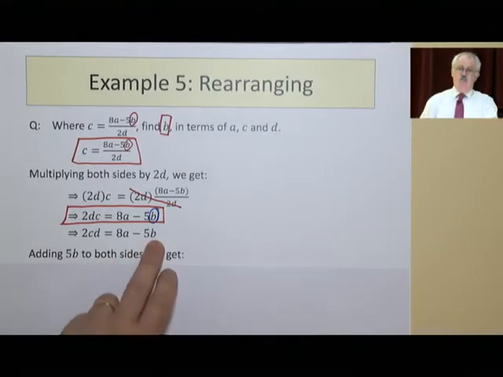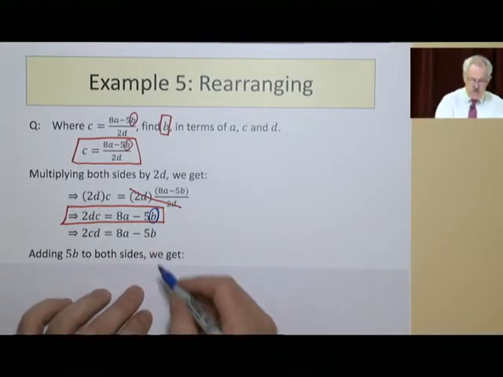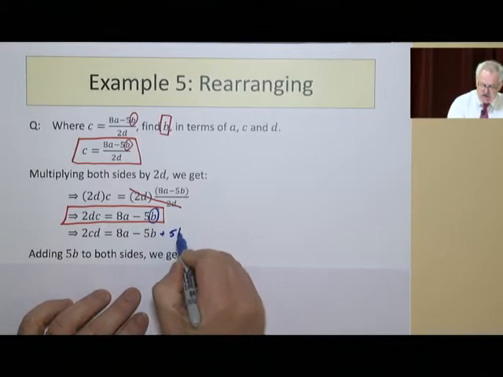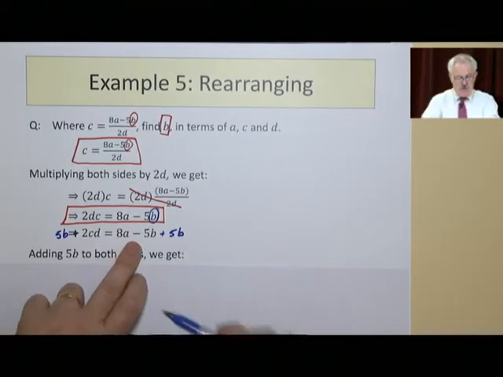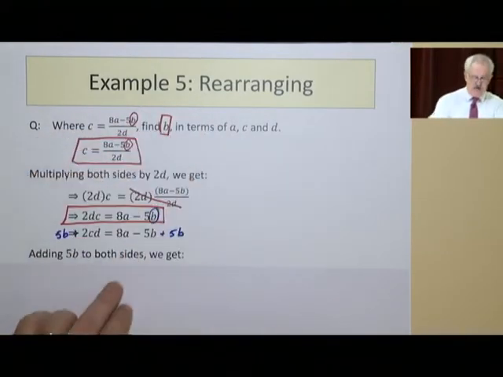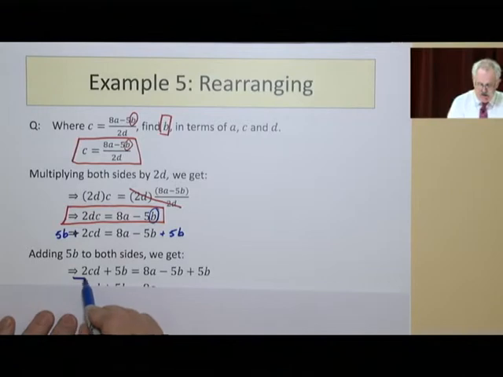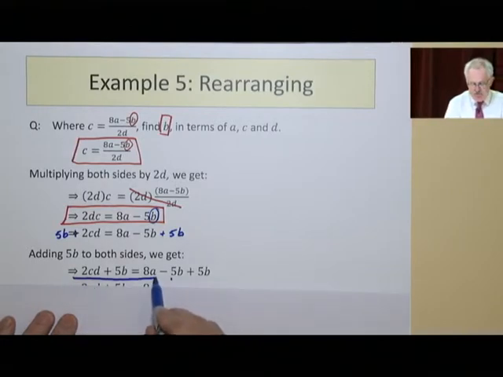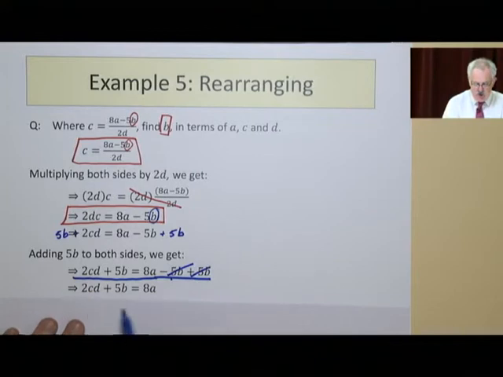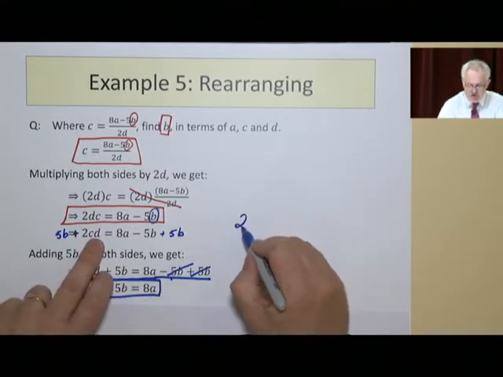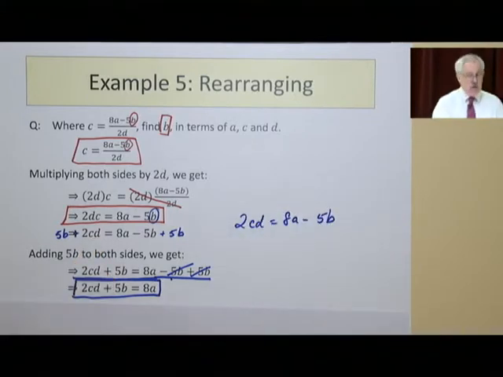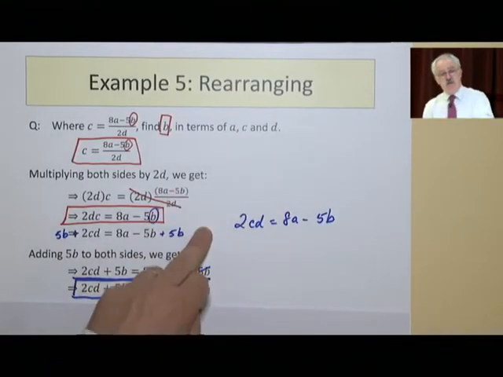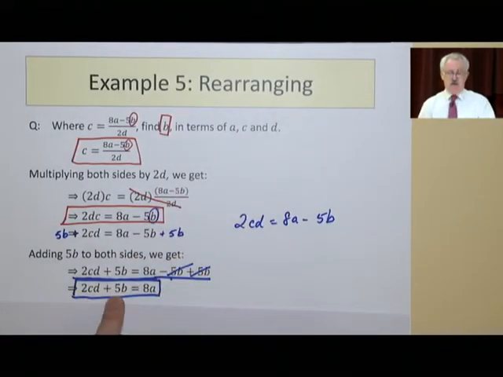I'm going to add 5b to both sides. Plus 5b, I don't like the minus 5b, or plus 5b on this side. Another way of doing that, we say, is take it over to the other side and it changes sign. But 2cd plus 5b is 8a, minus 5b plus 5b, or 2cd plus 5b is 8a. So if we look at this equation here, it said 2cd is 8a minus 5b. We would be used to taking the 5b to the other side, changing the sign, and writing it like this.